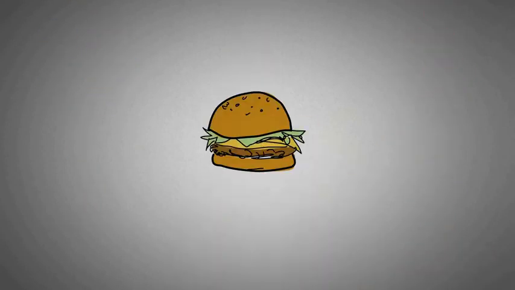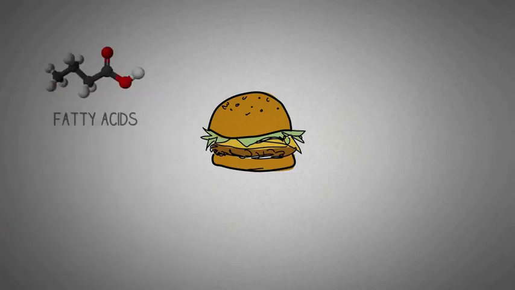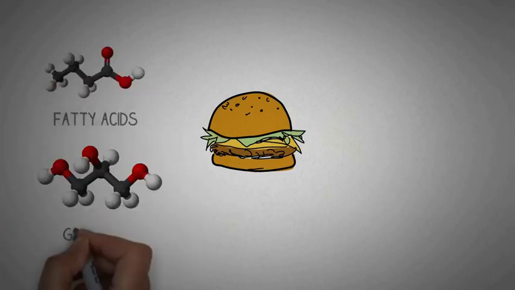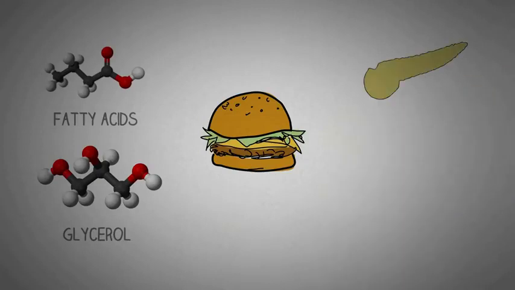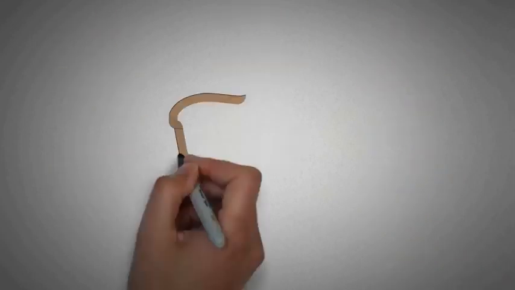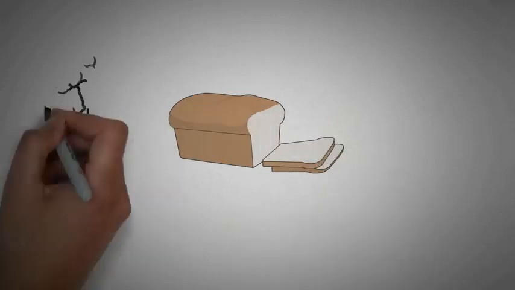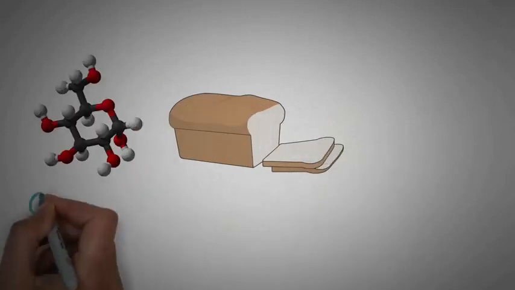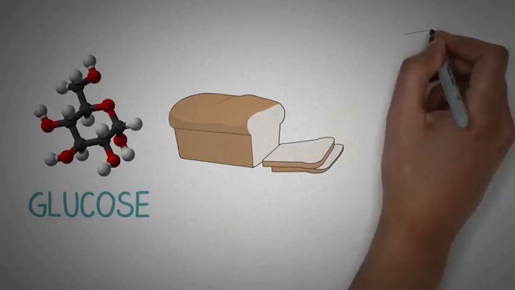The fat in our diet is converted into simple molecules like fatty acids and glycerol by the enzymes from the pancreas and liver. The pancreatic enzyme lipase is the main fat digesting enzyme, whereas the bile from the liver helps to digest the fats.